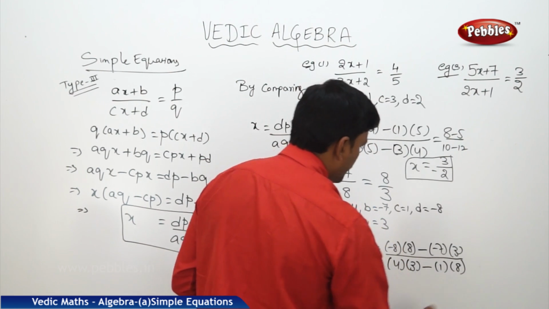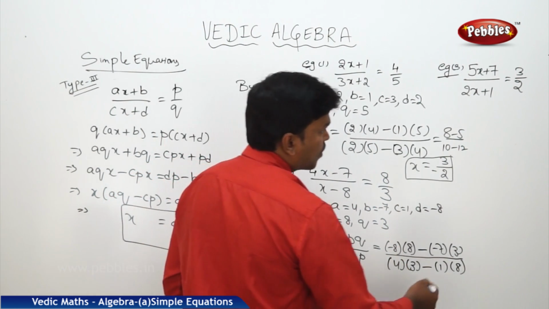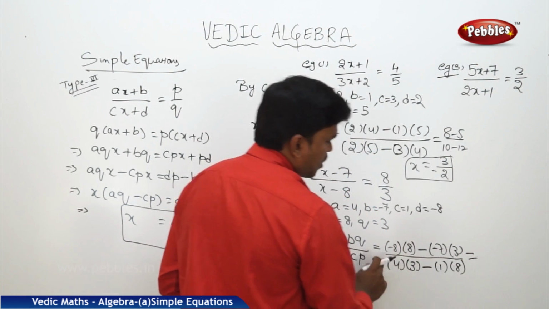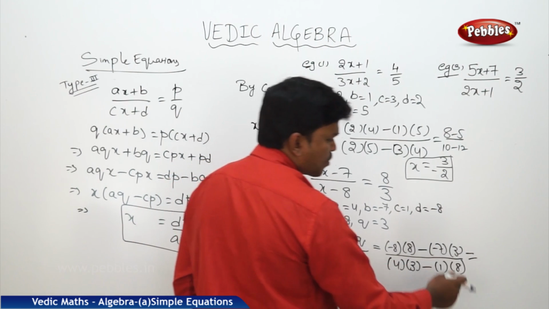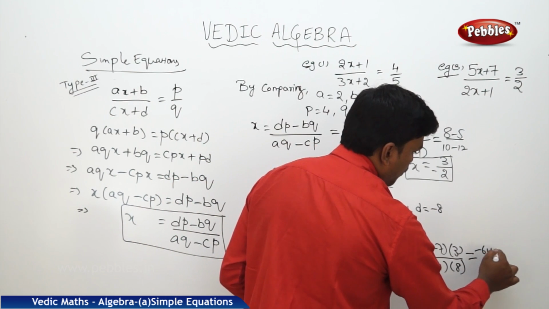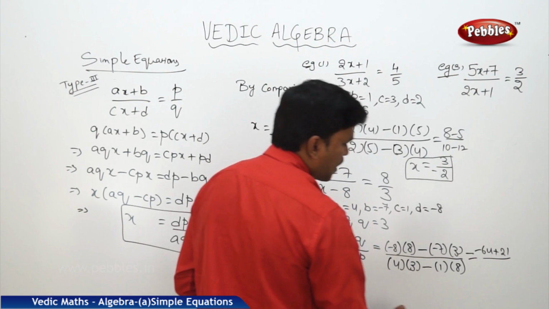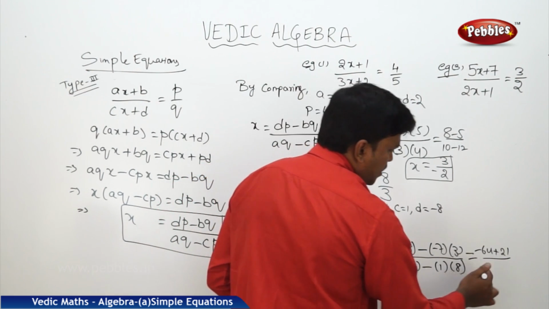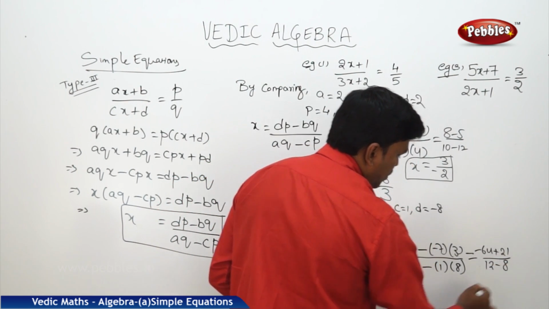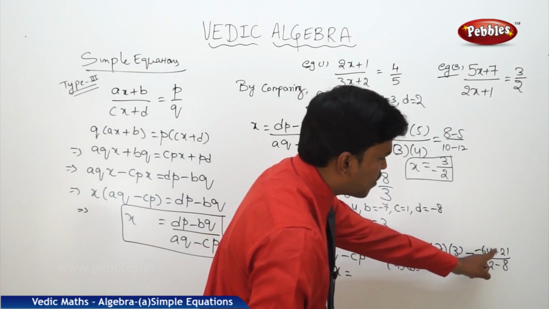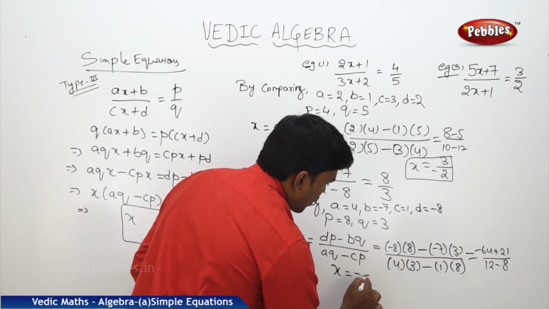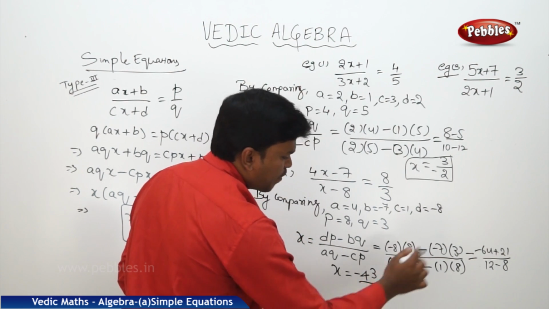Eight. So how much will you get after multiplying this one? Minus 64, minus into minus will become plus. So minus 64 plus 21. Minus 64 plus 21 is minus 43, and in the denominator, 12 minus 8. So finally, what is the x value you are going to get here? Minus 43 by 12 minus 8, which is 4.